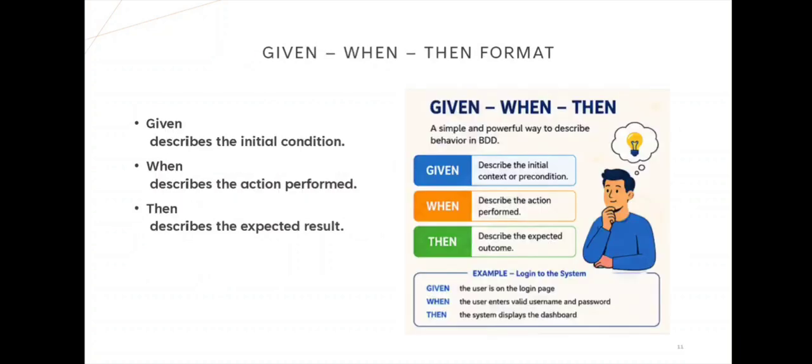BDD uses a very simple structure called given, when, then. Given describes the initial condition, when explains the user actions, and then specifies the expected result. For example, given the user is on the login page, when valid credentials are entered, then the welcome page should appear. This format is easy for both the technical and the non-technical people to understand.